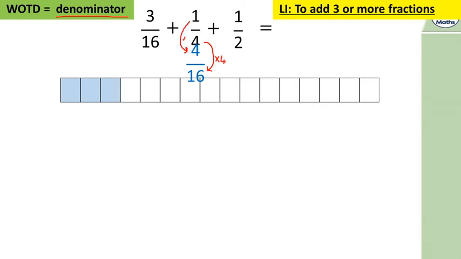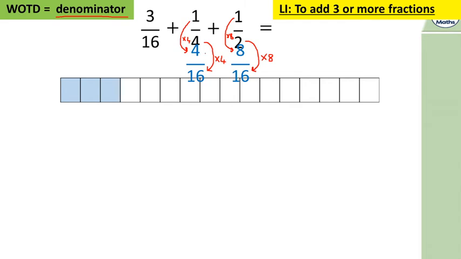1 times 4 is 4. And then to get to 16ths from this half, you multiply 2 by 8, which means you also multiply the top by 8. 1 times 8 is 8. Another way to think of this is what is a half in 16? So 8 out of 16 would be the same as a half. And then you just add these together.